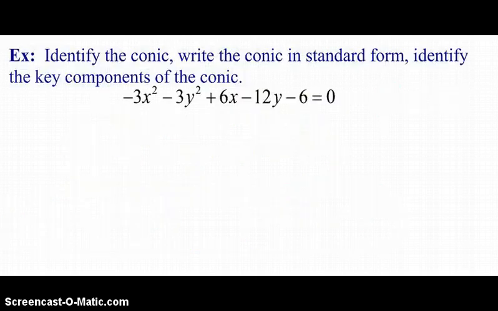Now you try. So identify the conic, hint, it's a circle, write the conic in standard form, so complete the square, and then identify the key components. Pause the video, try this on your own, unpause when you're ready to check your work.